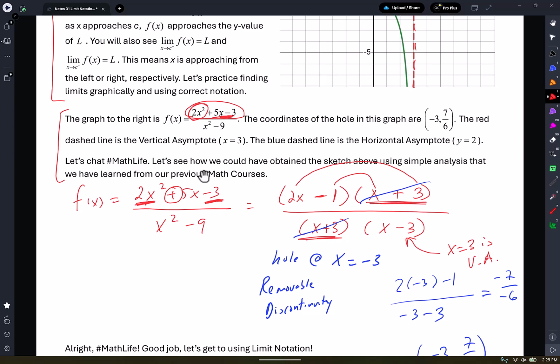As x is really, really large, we don't care about the 5x minus 3. We just care about the 2x squared, because the 2x squared is like the ocean. So look, 2x squared. In the denominator, I have x squared minus 9. The x squared is ocean. The 9 is spit. I'm talking about as x is really, really large. And look what happens. 2x squared over x squared, what cancels out? And look, you just have 2.